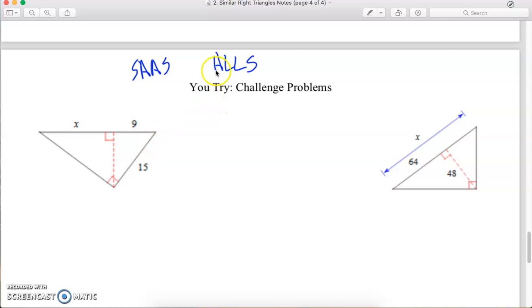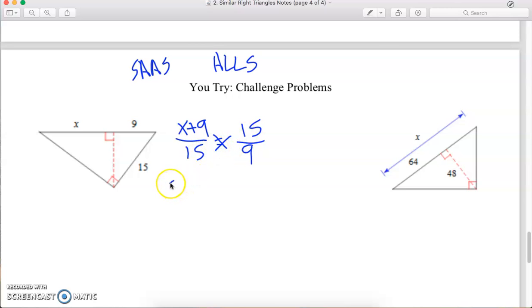So the question first is, what's the hypotenuse? Well, the hypotenuse is the length all the way across here. So the trick is you've got x and 9. You've got to add those together to get the hypotenuse. So your hypotenuse is actually x plus 9 over the leg, 15, equals the leg again, 15, over the segment, which is just 9. Now you can cross multiply.